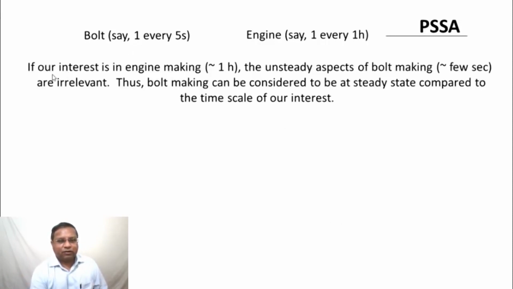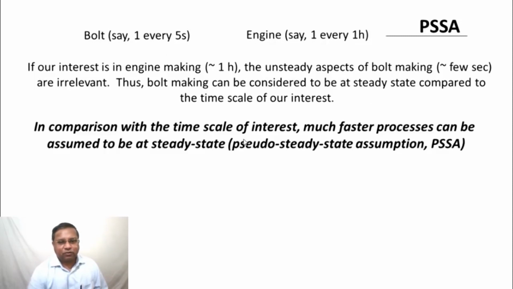That's what is given here. If our interest is in engine making at about an hour characteristic time, the unsteady aspects of bolt making, a few seconds, are irrelevant. Thus, bolt making can be considered to be at steady state compared to the time scale of our interest, irrespective of whether this has been at steady state or not. So you need comparison. In comparison with the time scale of interest, much faster processes can be assumed to be at steady state, and this is called the pseudo steady state approximation. We are revisiting this. This is an important concept, a little difficult to appreciate in the beginning, but once you get a hang of it, it becomes very powerful.